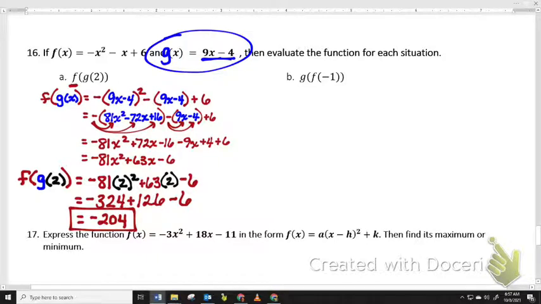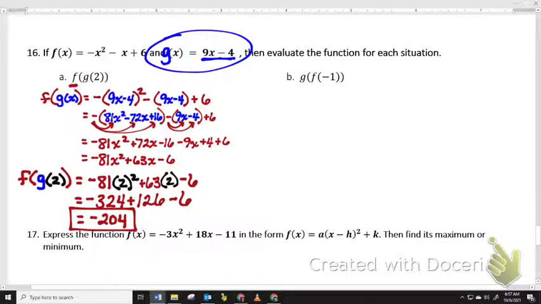Yes, sir? Can we just substitute the 2 in after we do the f of g of x at the beginning? Can you substitute the 2 in from the beginning? Yes, you can. So you could have substituted the 2 in right here, 9 times 2 minus 4, then square it, then make it negative. 9 times 2 minus 4, distribute the negative to that, plus 6. That would absolutely be valid if I'm asking you to evaluate it for a specific value.